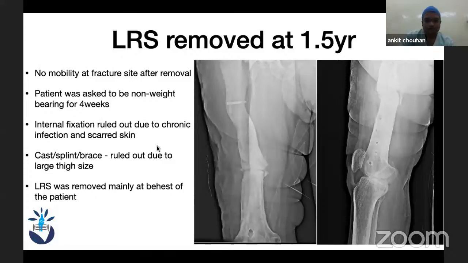I had done the dynamization. I had also asked the patient to walk without the rail, just on the clamp, for 1 day. But as soon as the frame was removed, on the next day the patient had pain and was not able to walk. Other forms of internal or external fixation were ruled out because nailing and plating were not possible here because of long-standing infection, and any kind of bracing was also impractical because of the large size of the thigh.